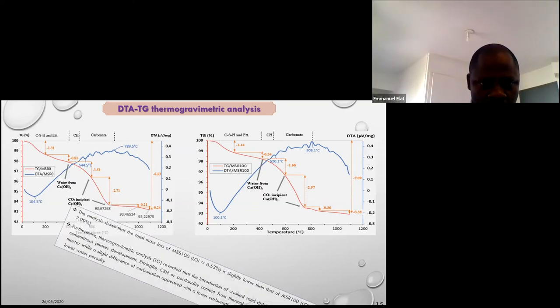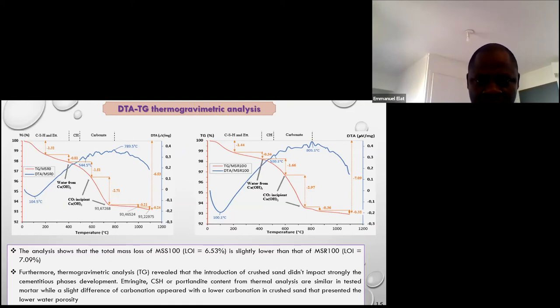Now about the thermogravimetric analysis. We observe that the analysis shows that the total mass loss of mortars with 100% river sand is slightly lower than the mortar with 100% of crushed sand. Furthermore, thermogravimetric analysis revealed that the introduction of crushed sand did not strongly impact the cementitious phases development. Ettringite, CSH and portlandite contents from thermal analysis are similar in tested mortars, while a slight difference in carbonation is apparent, with lower carbonation with crushed sand, consistent with the water porosity.